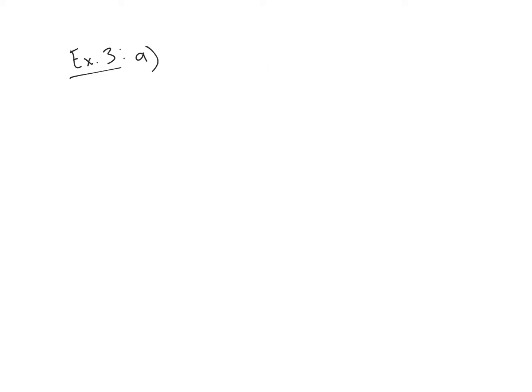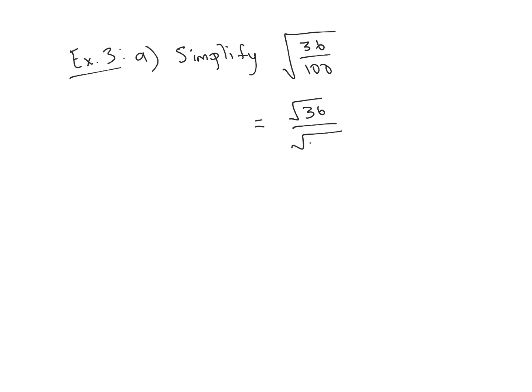All right, so the last thing we have to talk about before you're ready to start the practice problems is dealing with fractions. So we have to be able to simplify this type of square root that has a fraction in it, like the square root of 36 over 100. And the rule here is if we have the square root of a fraction, we can simplify that as the square root of the top over the square root of the bottom. So we could rewrite the square root of 36 over 100 as the square root of 36 over the square root of 100.